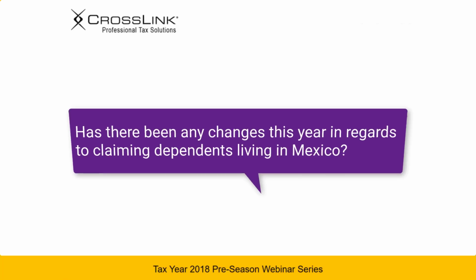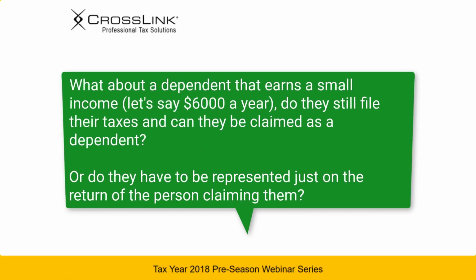What about a dependent that earns a small income, let's say $6,000 a year? Do they still file their taxes, and can they be claimed as a dependent, or do they have to be represented just on the return of the person claiming them? Well, if they're not considered a child, and they earn over the $4,150, then they can't be claimed as a dependent. So if they are a child?